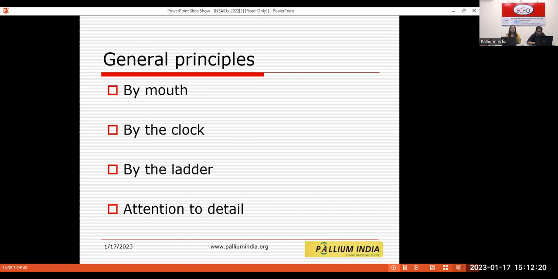Whichever medication you are giving, understand how long it is going to act, and accordingly, you have to give it 24 hours round the clock.